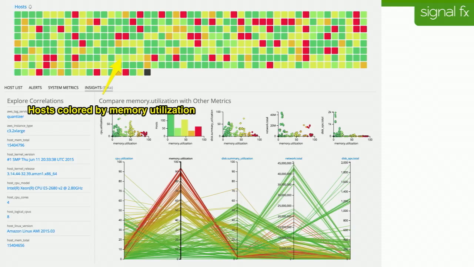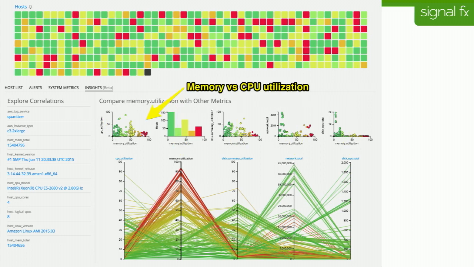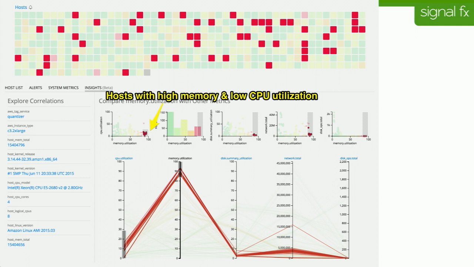So at the top, we have a heat map, which is showing our hosts, colored by memory utilization. The lines at the bottom is a denser view of the same infrastructure, where each line is a host intersecting five metric axes. The scatter plots show the current metric being used to color by compared against other metrics. These visualizations are interactive, so if you see an interesting cluster, you can select it and learn more about it.